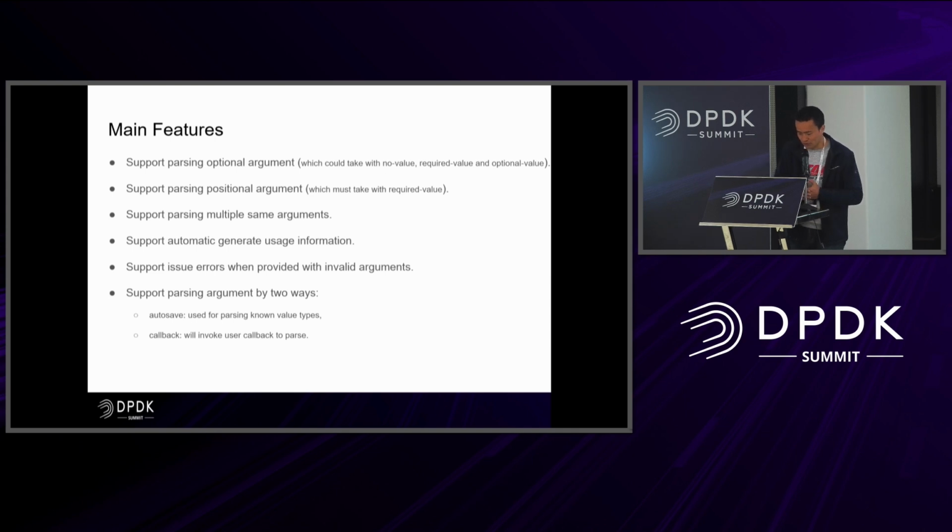There are two ways to parse the argument. The first way is autosave, which is used for parsing known value types, for example int and other known types. The second way is the callback. We provide a way that you just fill in a callback, and then you use the callback to parse the input.